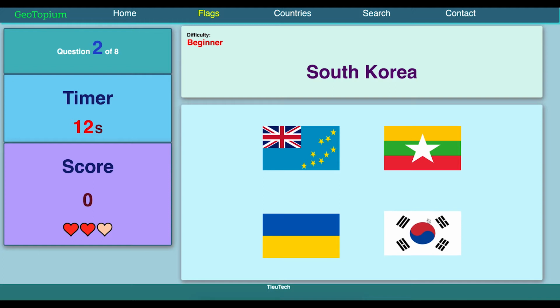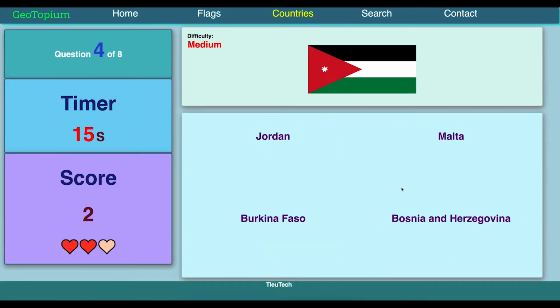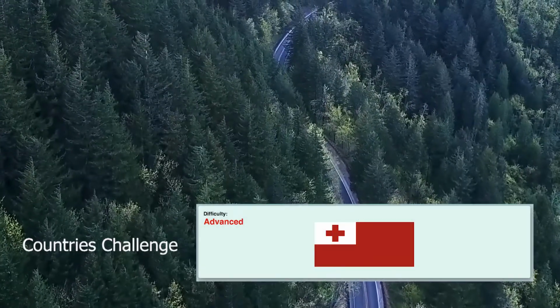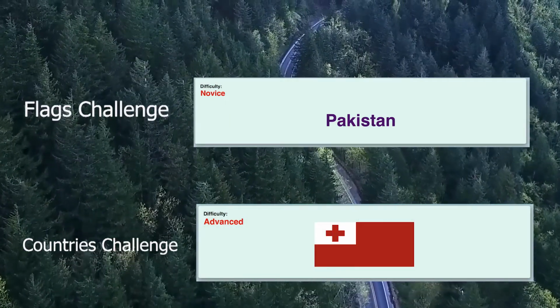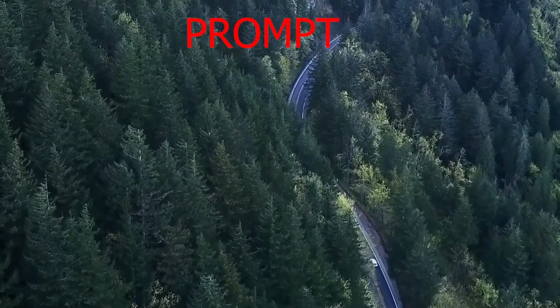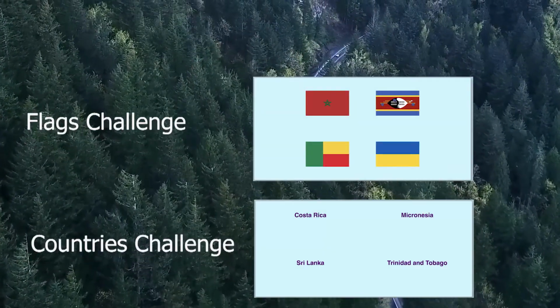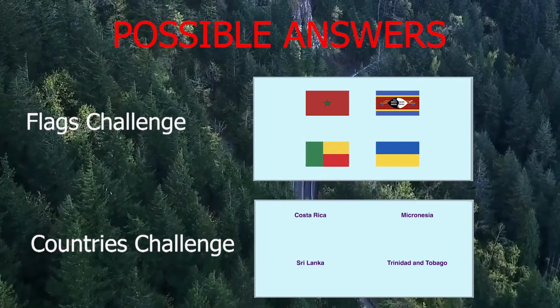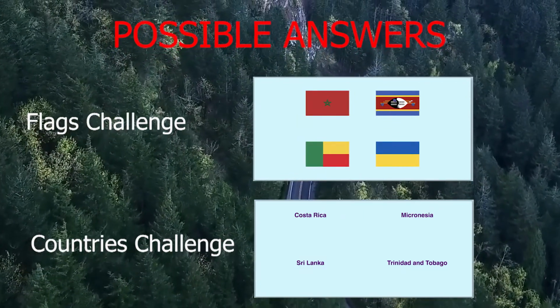Although the flags and countries challenges test the user differently, they share a common structure. For each question, the user is presented with a flag image or country name at random. This is referred to as the prompt. Under this prompt, they are provided with 4 different national flags or country names, depending on the challenge. These are referred to as the possible answers. Only one possible answer out of the 4 is correct, and it is placed in a random location for each question.